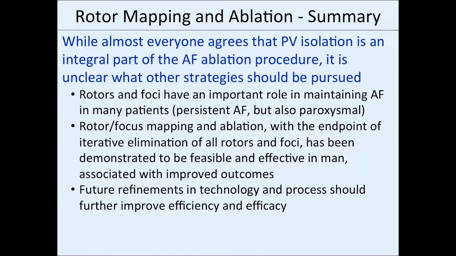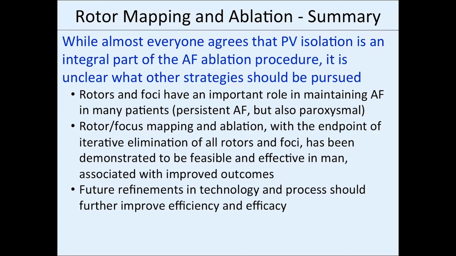So in summary, this has been a little bit of a whirlwind tour of rotor mapping and ablation. And while everybody agrees that pulmonary vein isolation is an integral part of the ablation procedure for atrial fibrillation, most of us feel that certainly in persistent atrial fibrillation, other strategies should be pursued. It's not clear exactly which one is the best. We feel strongly that rotors and focal sources have an important role in maintaining atrial fibrillation in many of these patients, certainly in persistent atrial fibrillation, but also we found it in paroxysmal atrial fibrillation.